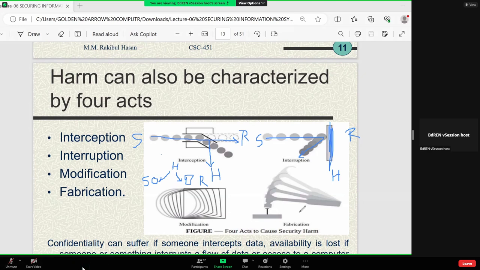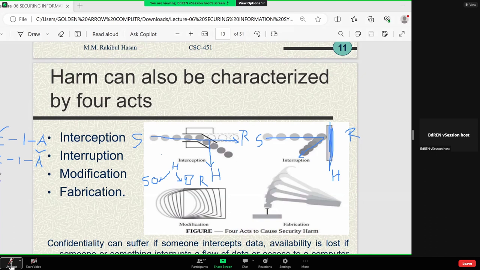Okay, so now can you tell me, for interception, which thing is hampered: confidentiality, integrity, or availability? Availability. For interception, what is the problem? The sender can send the information to the receiver. They can do the communication. So availability is okay. Confidentiality, right. Now you understand. For interception, a system is going to lose confidentiality. Okay, good. Then for interruption, availability. Interruption is availability, right? The system will not be available. Server down, so the system is not available.